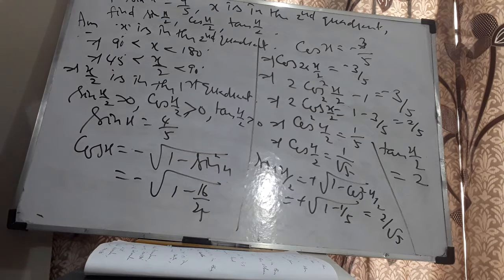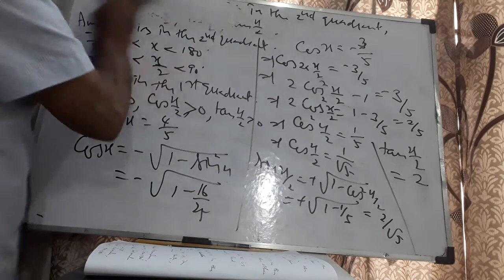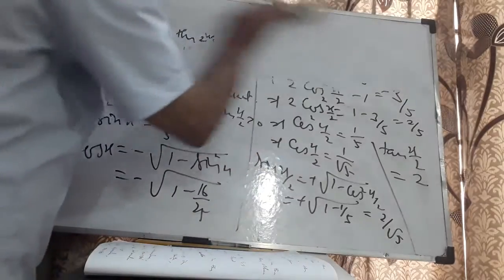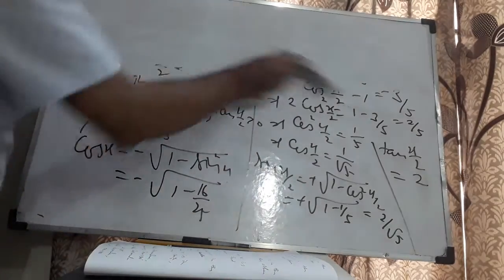Here you can even find cosecant x by 2, cot x by 2 and secant x by 2 also. That is also possible.